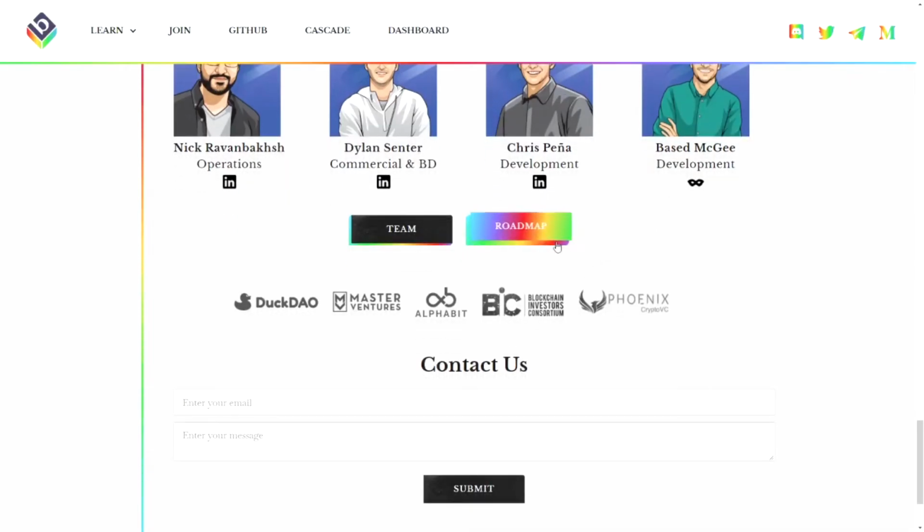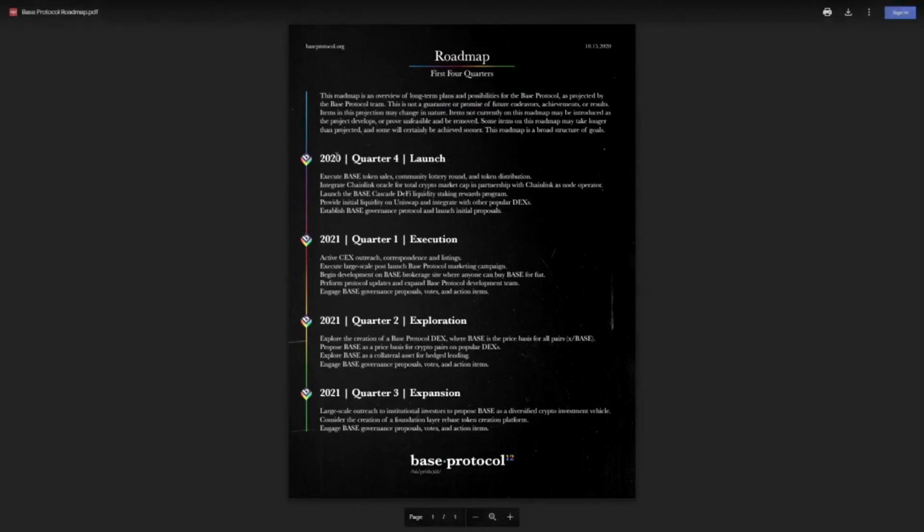Then last but not least, we're going to take a look at the roadmap. As we can see, we are still super early. This is the first week that the project has launched. If we survive the rest of the year and then we move into Q1, then we'll see hopefully a lot of fireworks, because then the real marketing will start. In Q2, they will create a Base Protocol DEX. Then they'll try to get into the lending space and they will look at Base governance proposals.